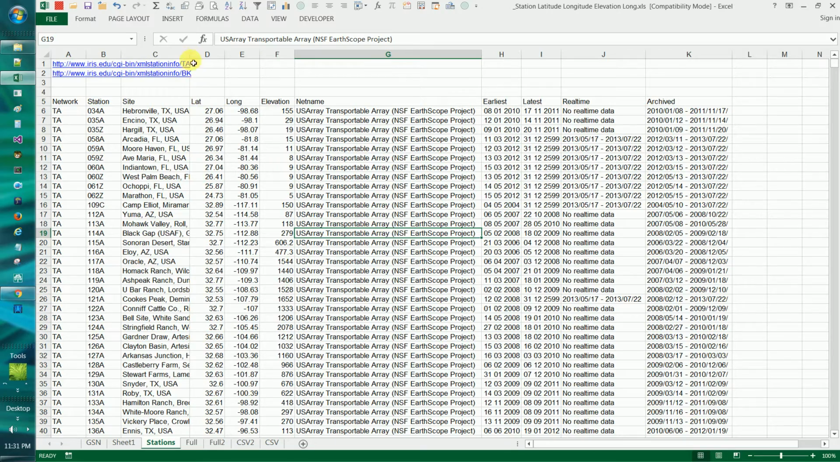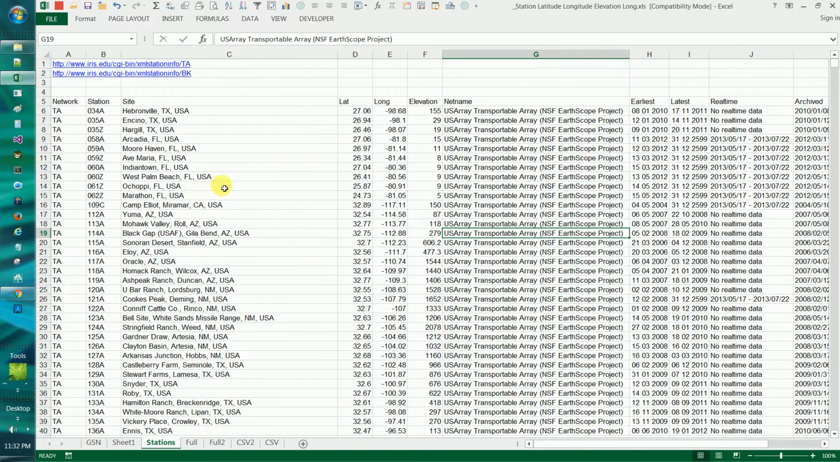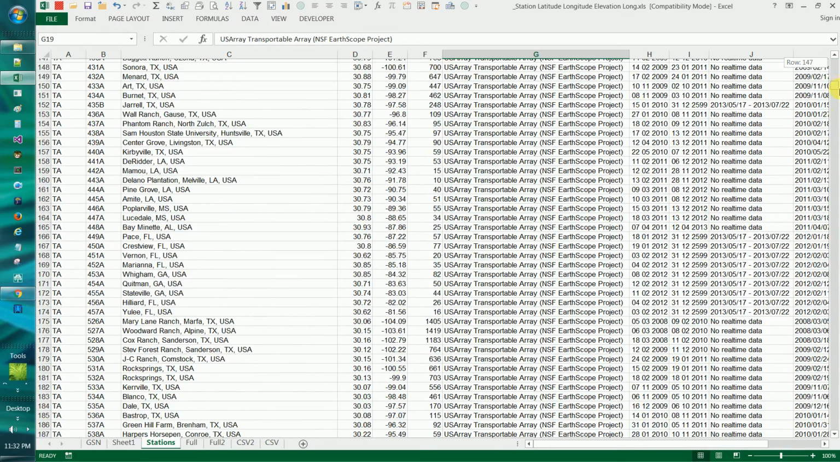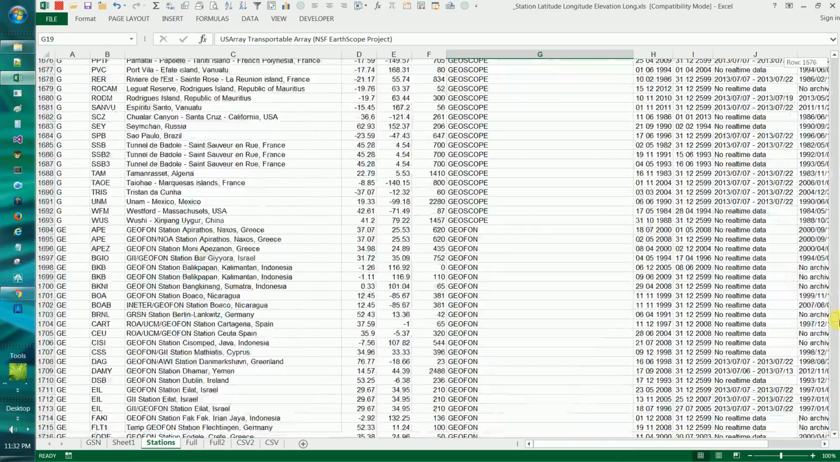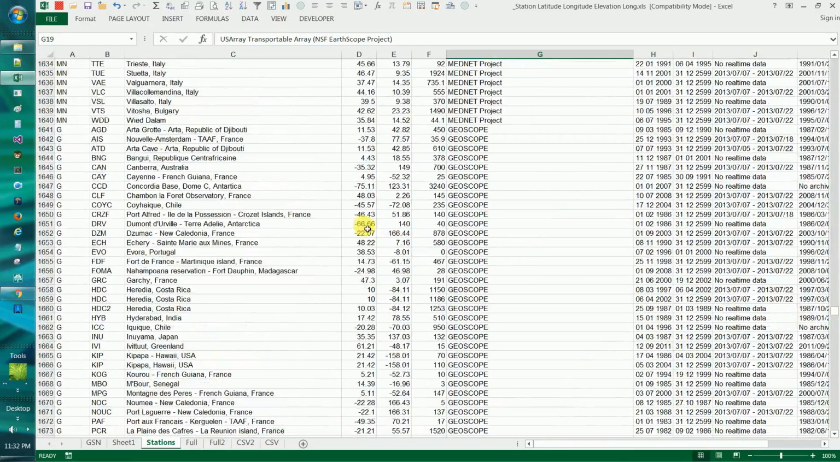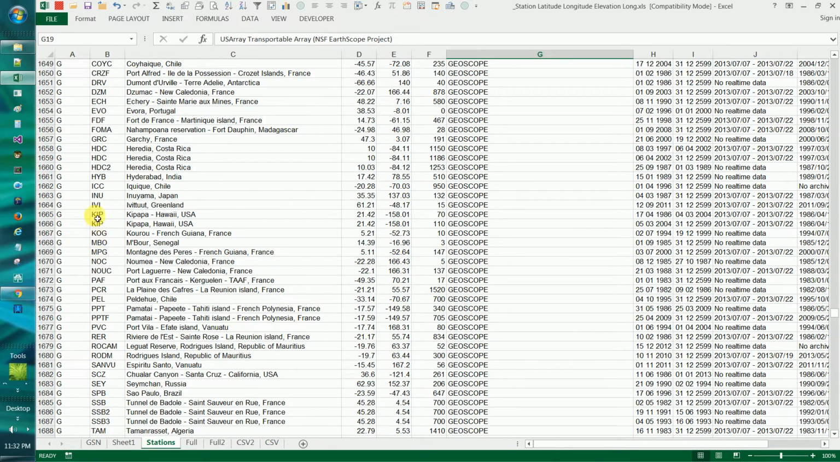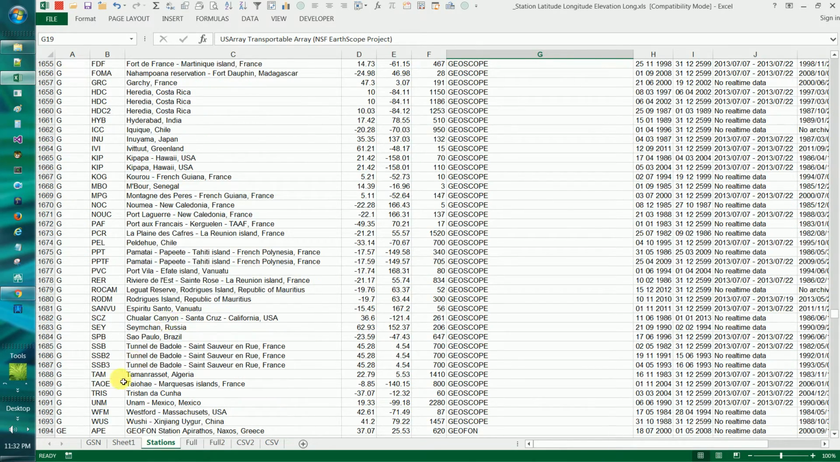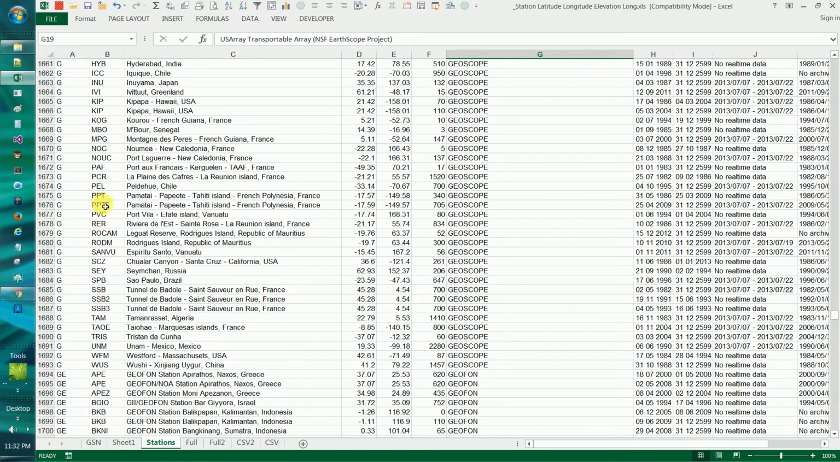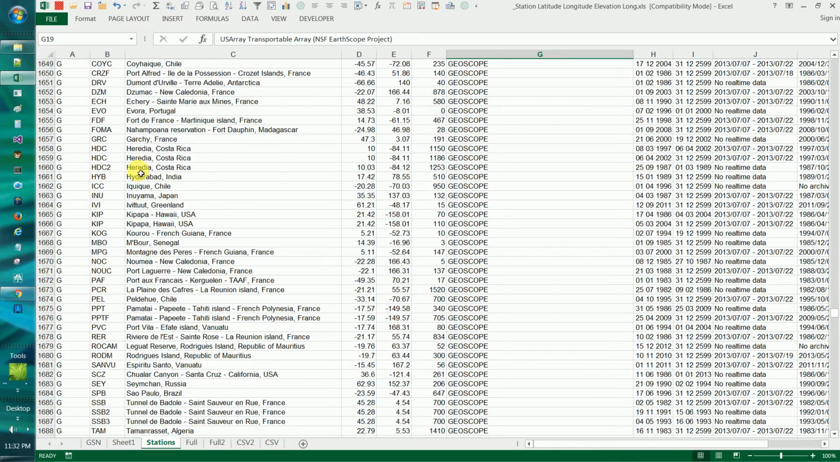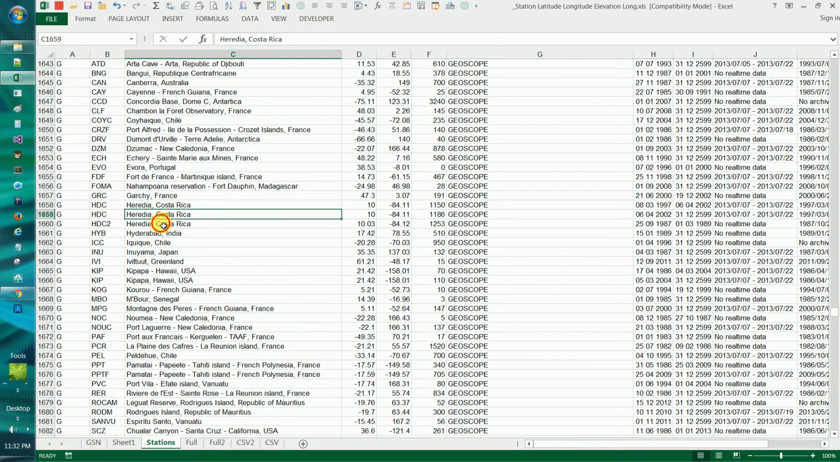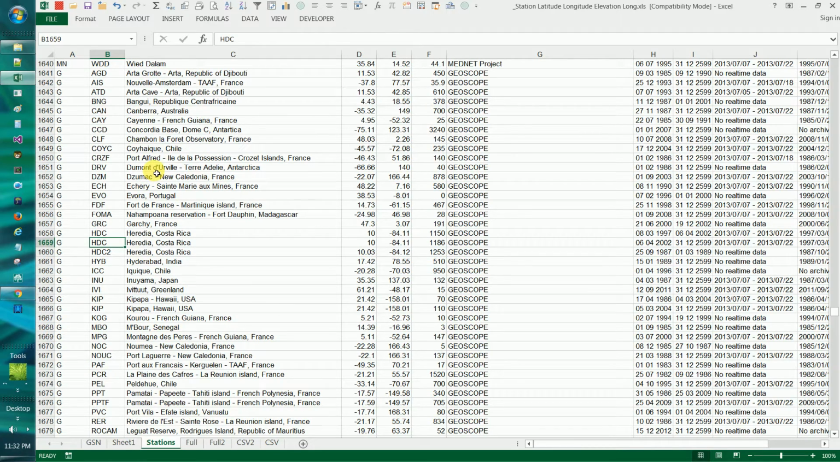But I was using this when I was running the regression, so I had to look up the station properties. So this is the file that I produced or manually built to do it, and it gives the name of the network and so on. So this one, these are transportable. Oh, G. HDC. And I think that was one of them. I'll have to go back.